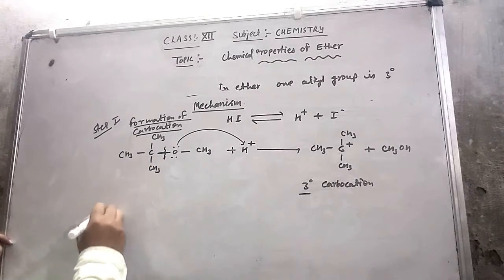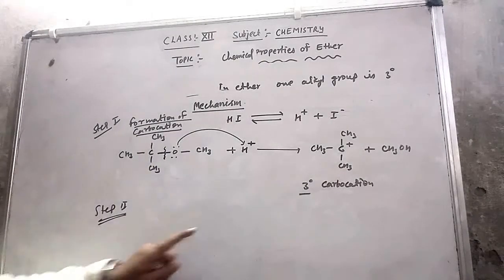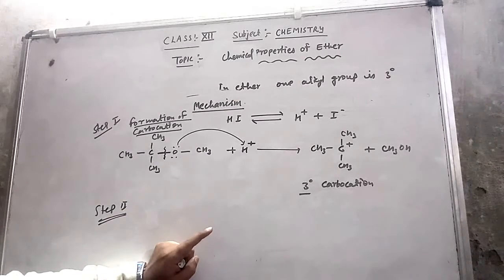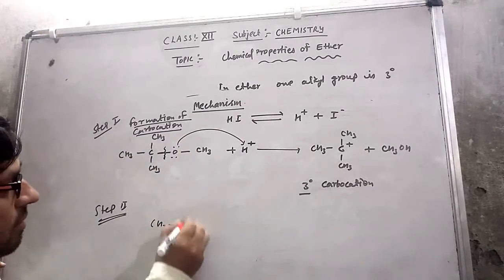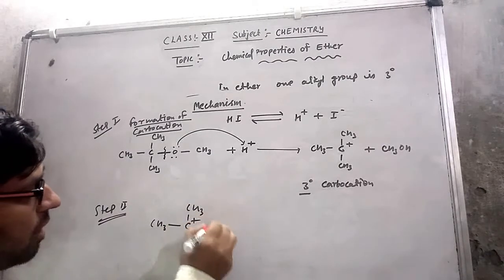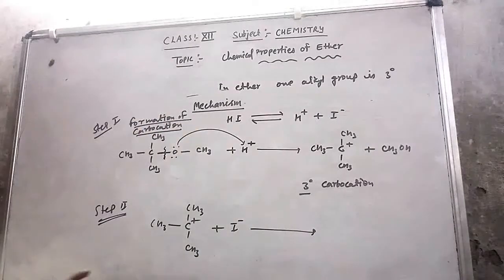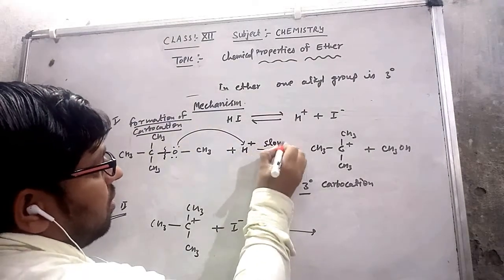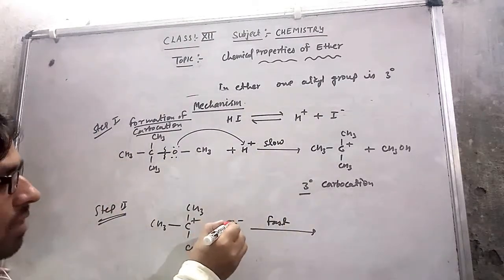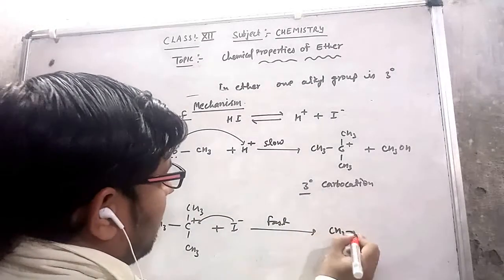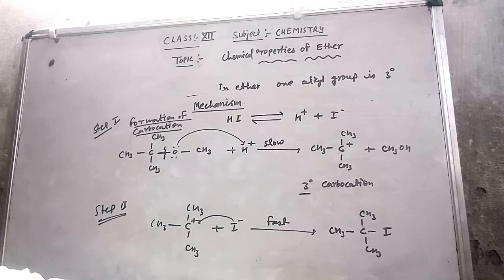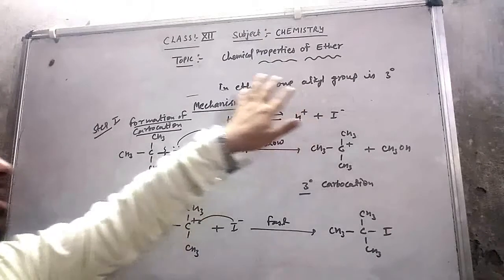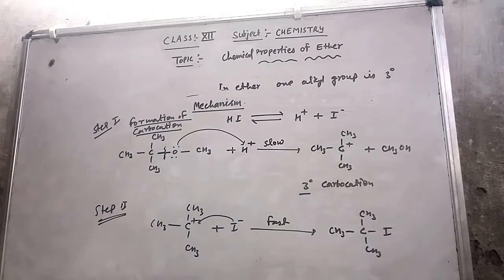Now in step 2, this tertiary carbocation will show the SN1 mechanism with the iodide ion, that means with the nucleophile. So the tertiary carbocation (CH3)3C+ reacts with the I- ion. The first step is the slow reaction, but this is a very fast reaction. So the negatively charged ion will attack the positively charged carbon. So I get (CH3)3C-I. That is the major product. So whenever in any ether the alkyl group has a tertiary side, this type of reaction will be possible, that means it will be an SN1 reaction.